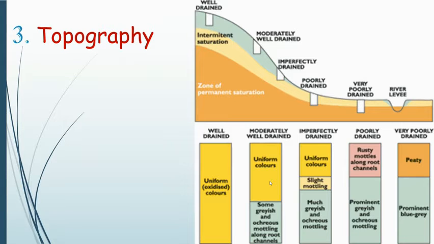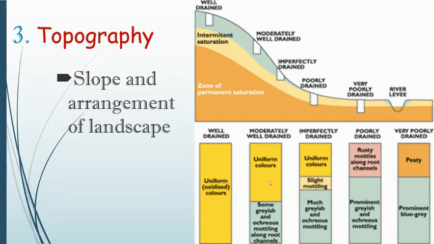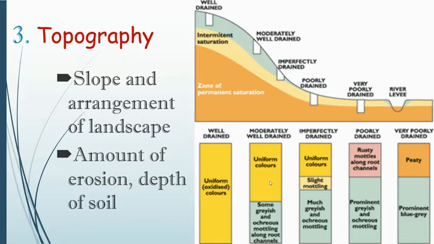If it's really warm, the organics decompose quickly, but then the nutrients are taken up again quickly. Topography can affect soil: the slope of the soil, which is how steep it is, and the arrangement on the landscape. So that affects the amount of erosion, right? If it's steeper, it will erode faster, and that may affect the depth of the soil also.